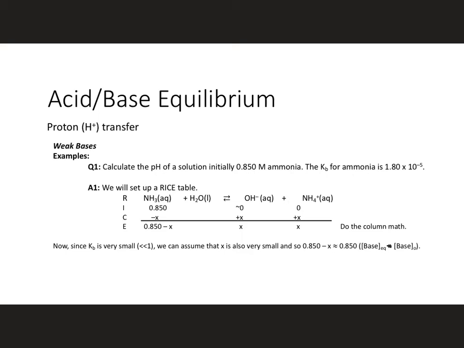Again, we're going to assume that this is essentially just 0.85, that our final concentration of base here is essentially just equal to our initial concentration because the equilibrium constant is very, very small. This means very little reaction occurs.